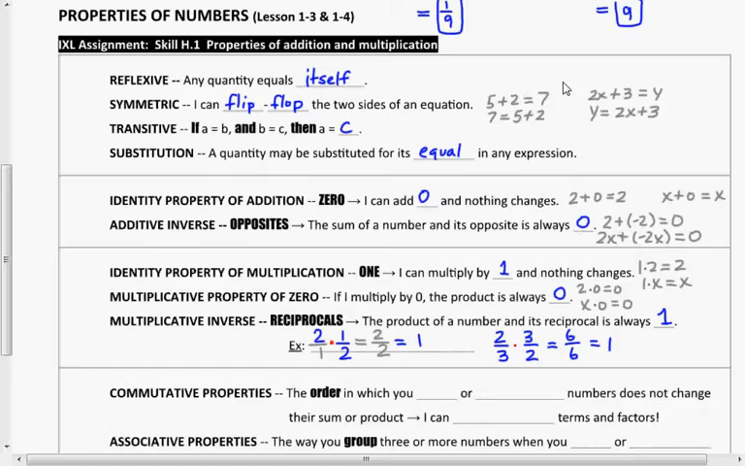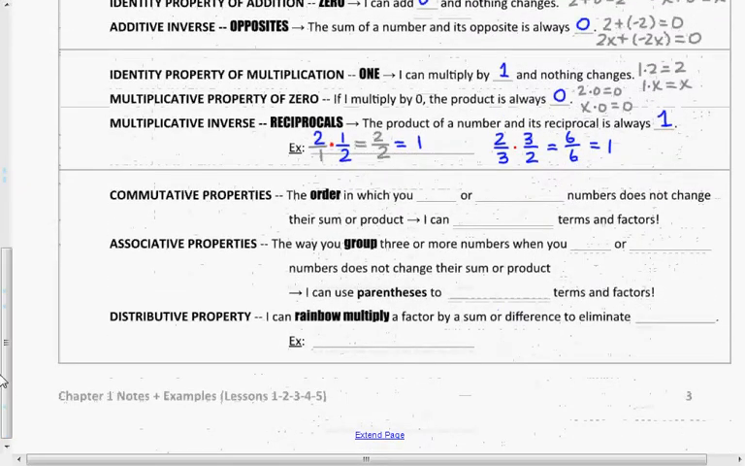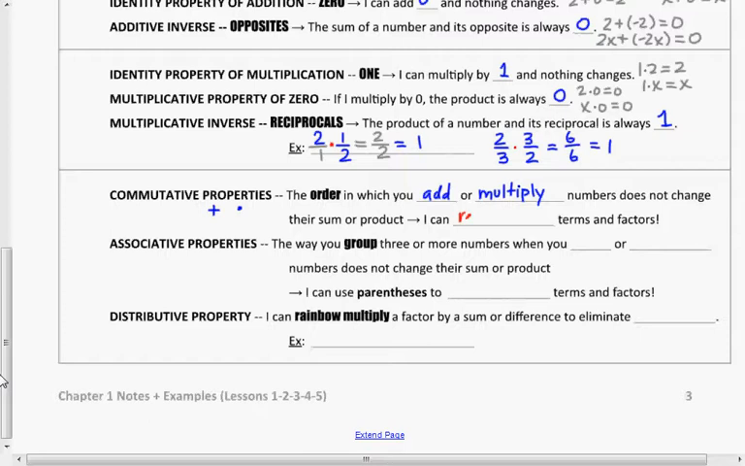The multiplicative inverse property. Okay, the final three properties are the ones we use probably the most. The commutative properties, there's a property for addition and a property for multiplication. They say that the order in which you add or multiply numbers does not change the sum or product. In other words, I can rearrange terms and factors. When I'm adding several numbers or multiplying several numbers, the order doesn't matter.